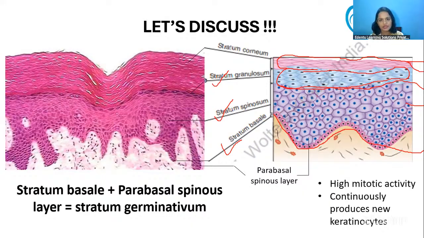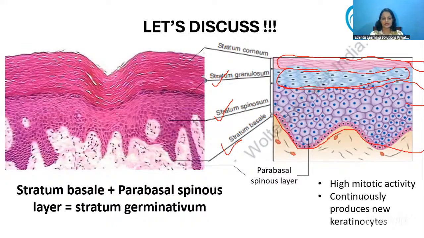Why are they called stratum germinativum? Because these two layers in the epithelium have a high mitotic rate. High mitotic rate means the cells are continuously dividing again and again; they have high proliferation capacity. They continuously produce new keratinocytes. That's why they are called the stratum germinativum, which mainly represents the basal layer together with the parabasal spinous layer.